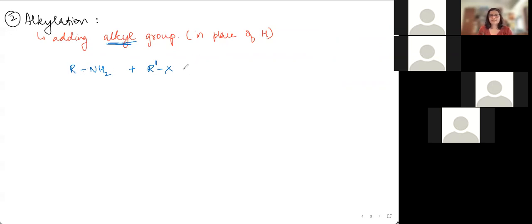What happens is again a simple substitution reaction. You get R N, and here the R dash gets substituted in place of this hydrogen. So you have NH R dash and HX. Okay, so this is a general reaction.